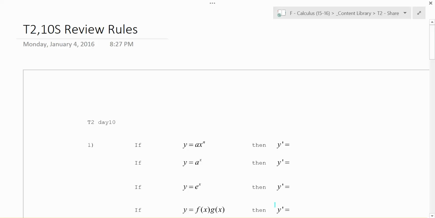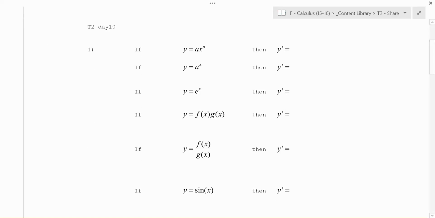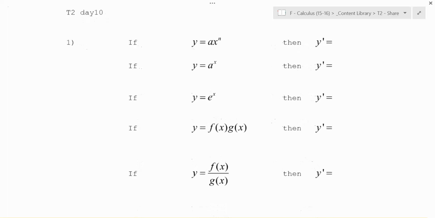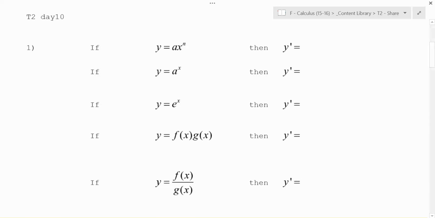So what do you have right here? What do these represent? What are all of these? All the different rules for differentiation. These are all the different rules. You have the power rule.